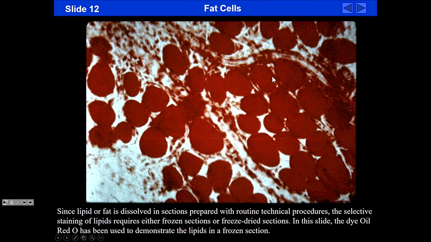So here's some more adipocytes stained now with oil red O. The red color, these are again unilocular adipocytes. This is actually a blood vessel here. Here's another blood vessel here. It just gives you a feeling for the size of these cells. So again, these are large lipid droplets that fill the entire fat cell, the unilocular adipocyte.